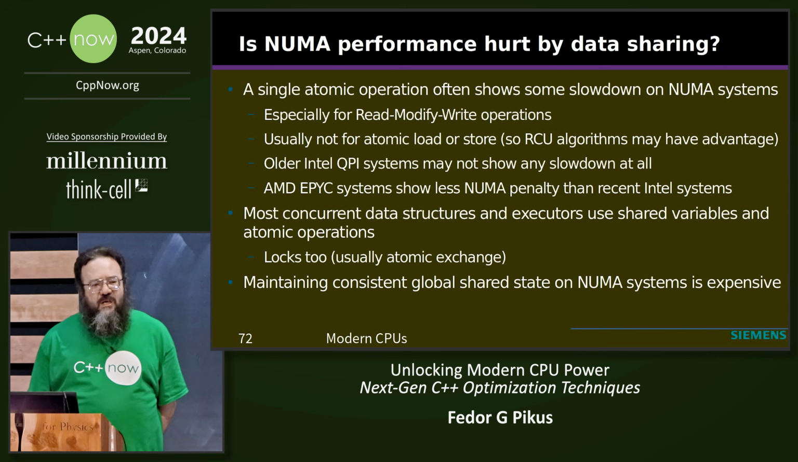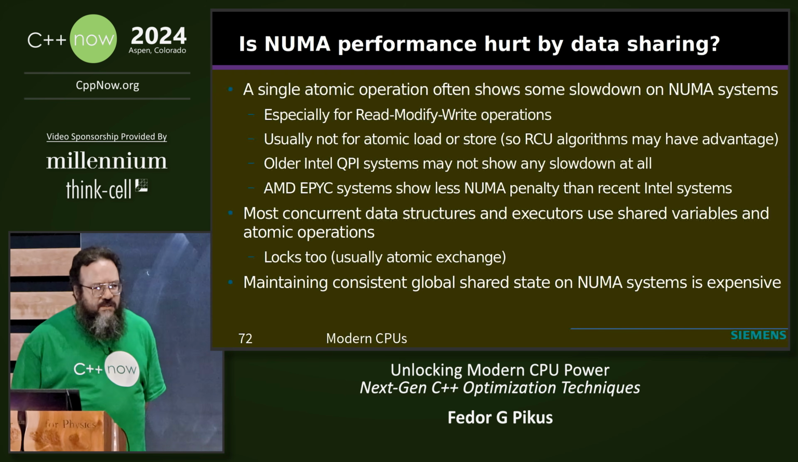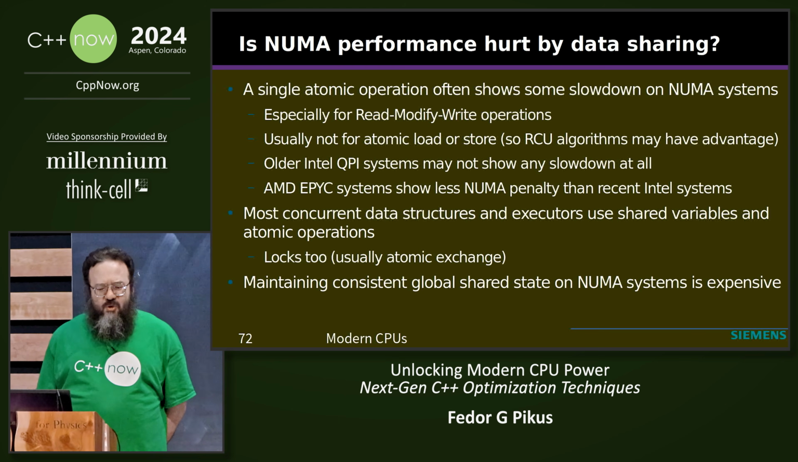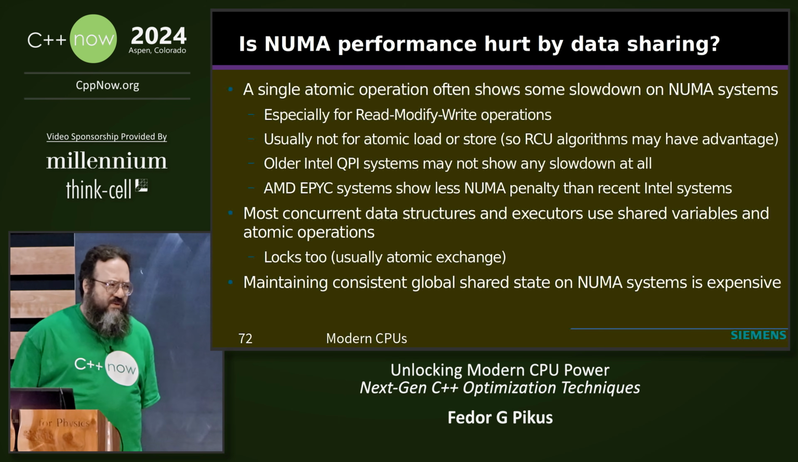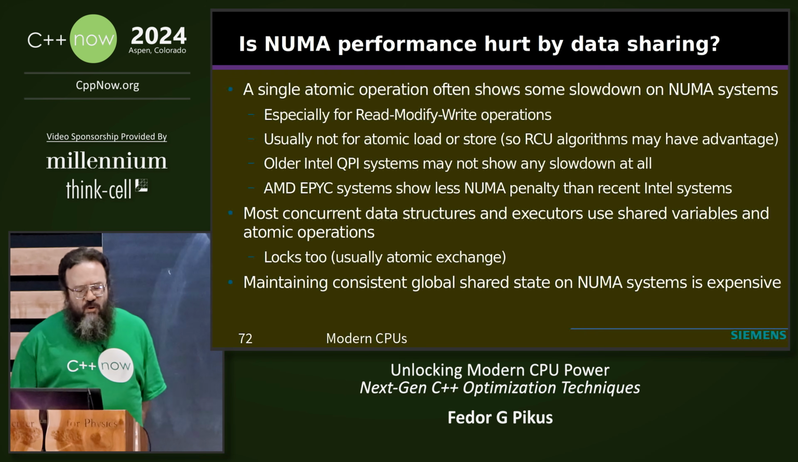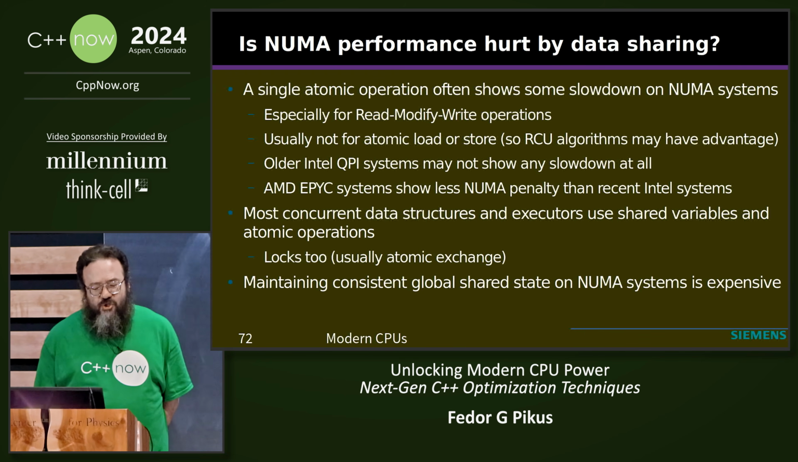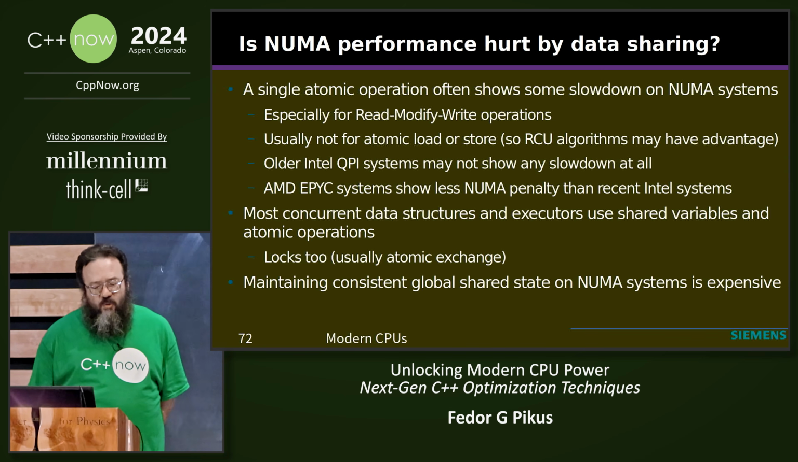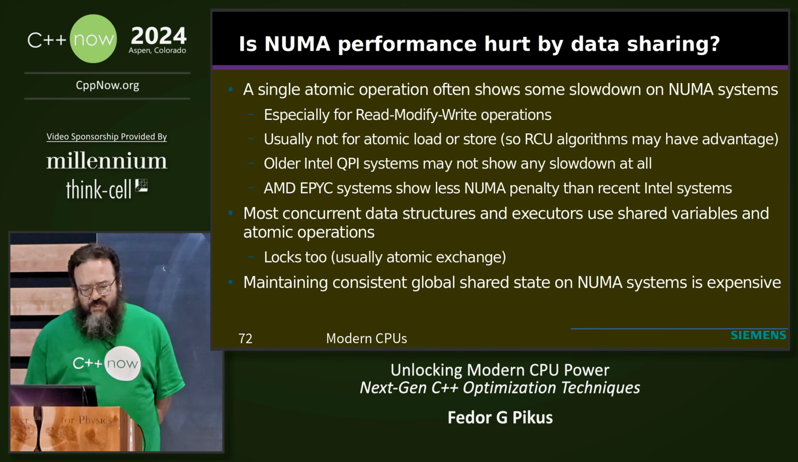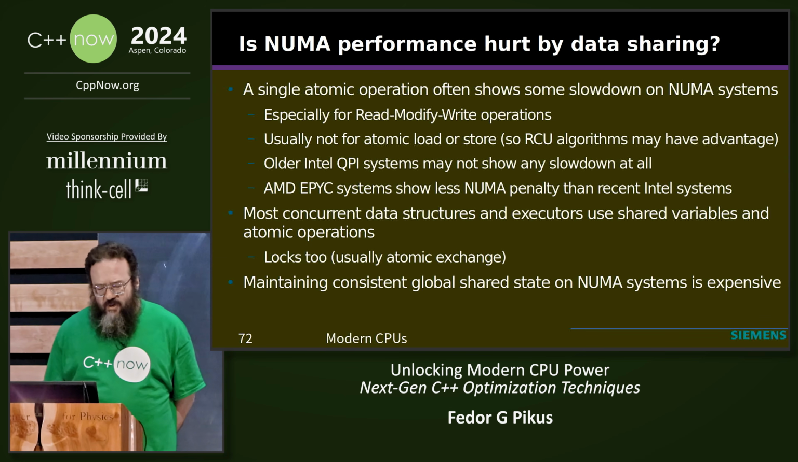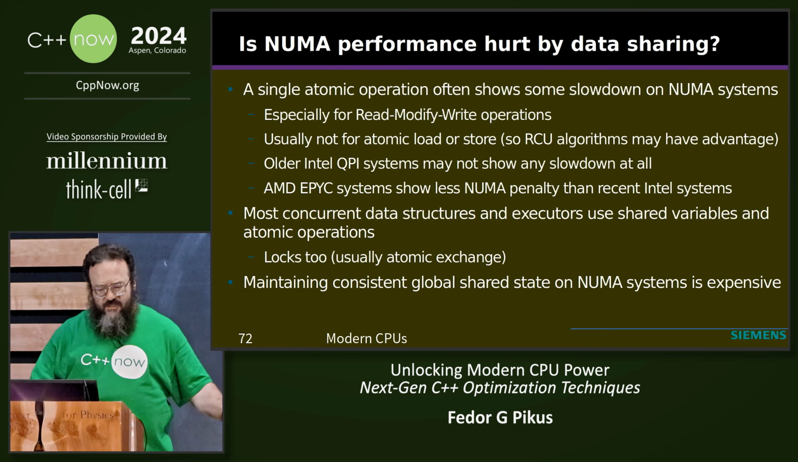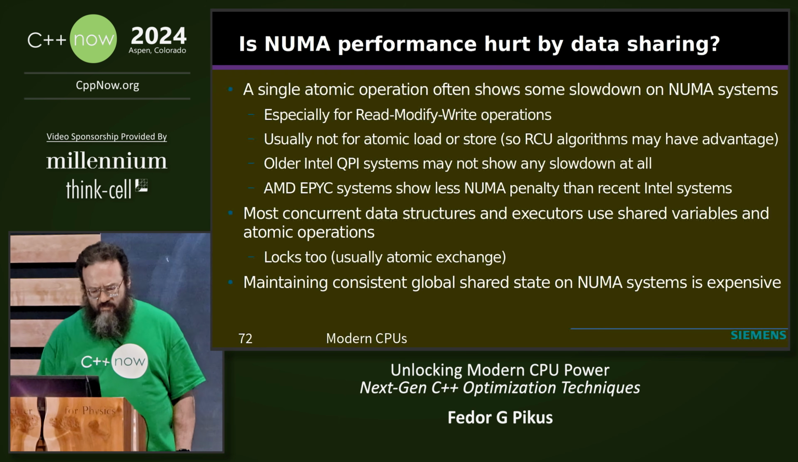Newer systems have higher latencies in absolute terms. So QPI is around 140 nanoseconds, UPI is 160. Some of the older Intel systems like Haswell, some of the Haswell systems I have don't show any slowdown at all, but all the recent systems show pretty significant slowdown. I haven't done my ARM study yet, only x86 systems.